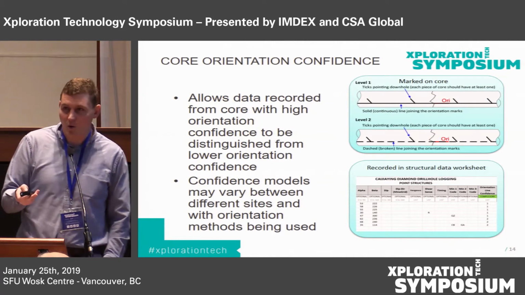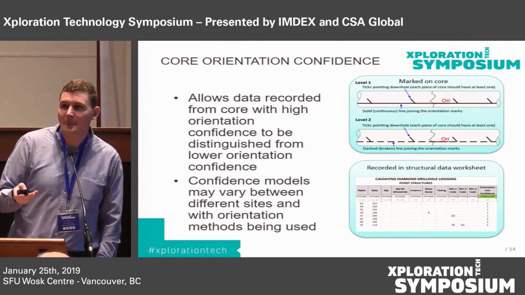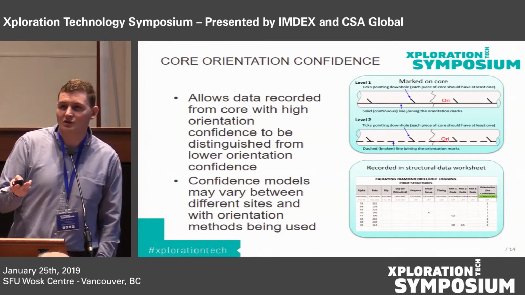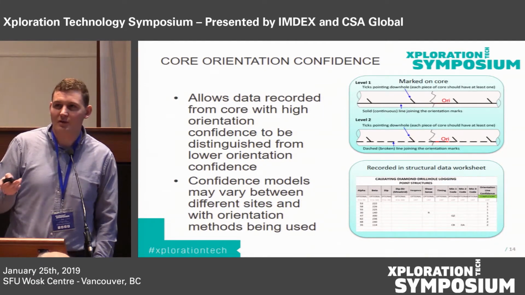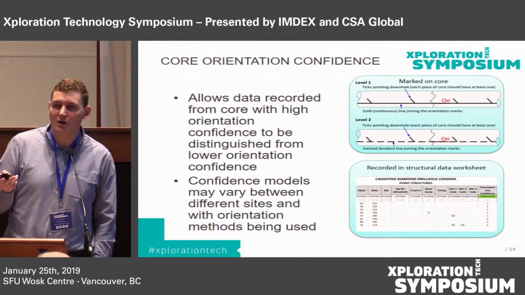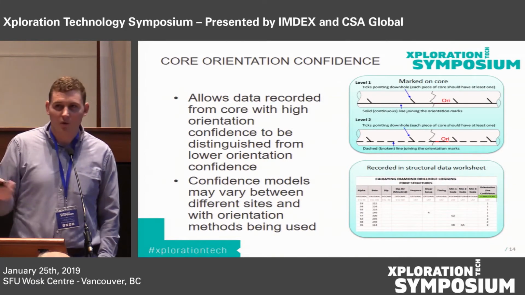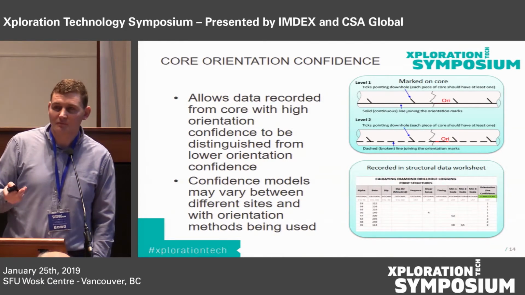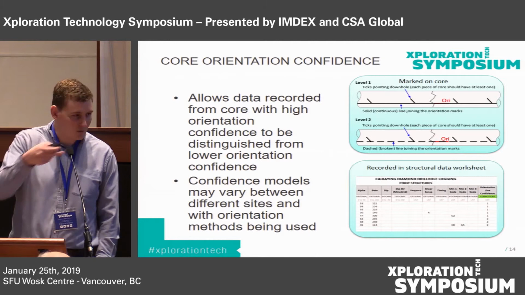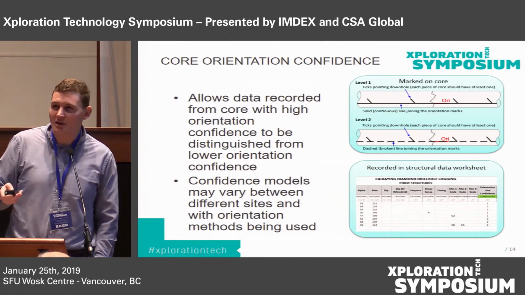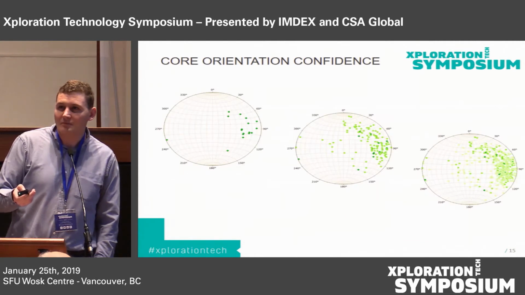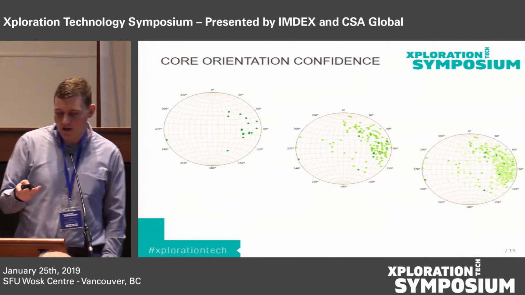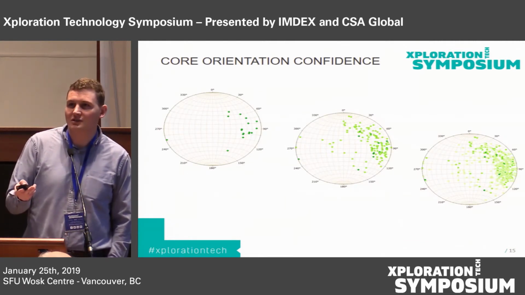So here's just the core orientation confidence again. You've got different models which you can come up with, but essentially a grading of level 1, level 2, level 3 for well-oriented, poorly oriented, unoriented. I saw the guys earlier had 5 levels of confidence, and you can just see a little example here of a set of structures.